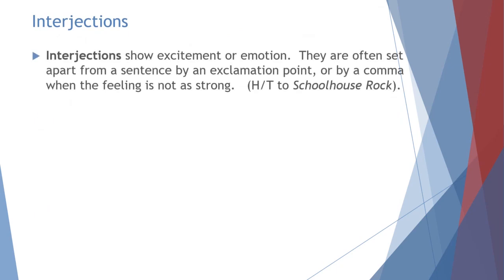Interjections. Interjections show excitement or emotion, often set apart from a sentence by an exclamation point, or by a comma when the feeling is not as strong. With a hat tip to Schoolhouse Rock.